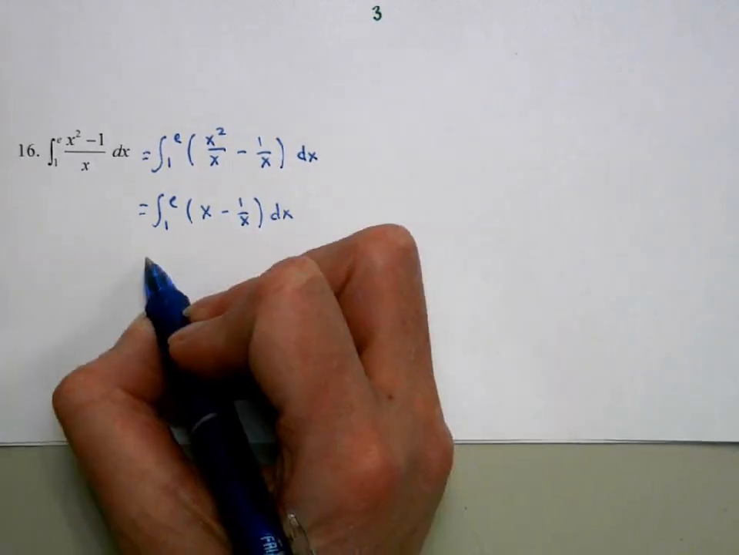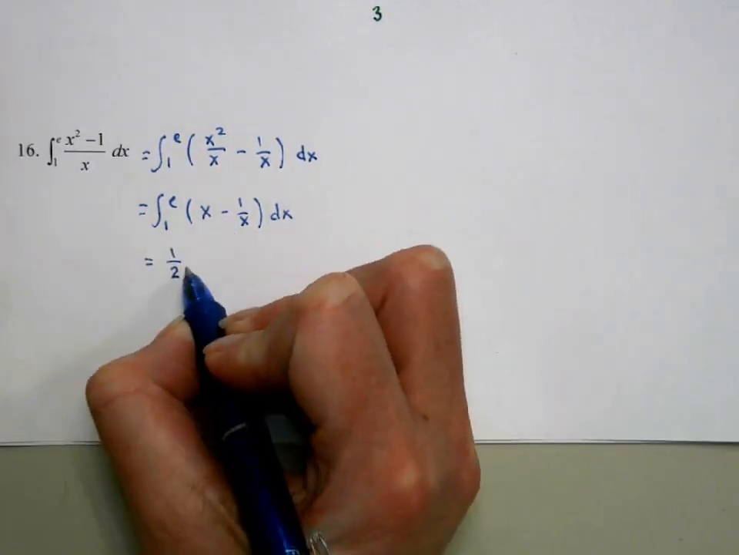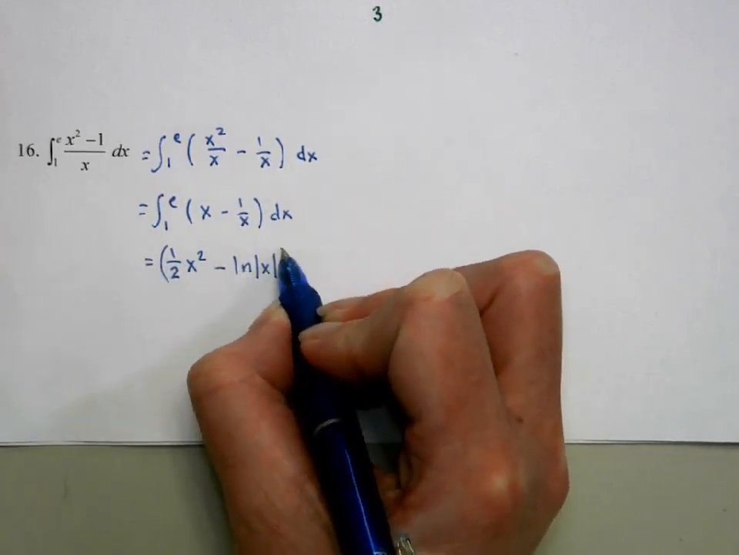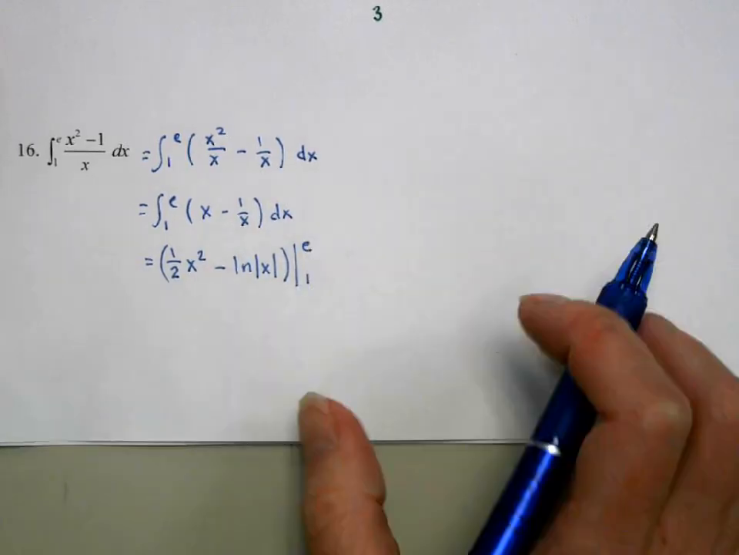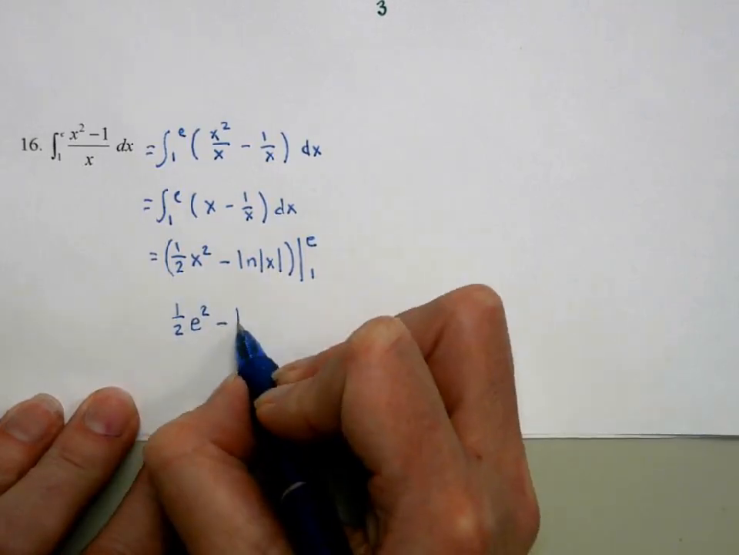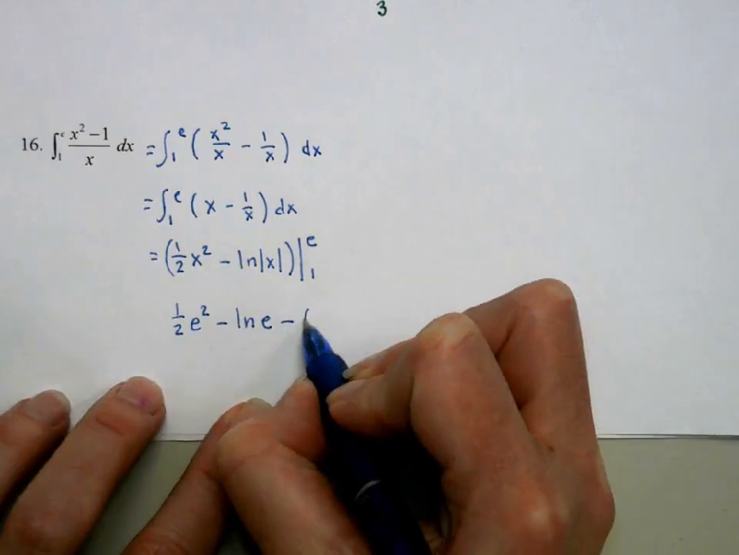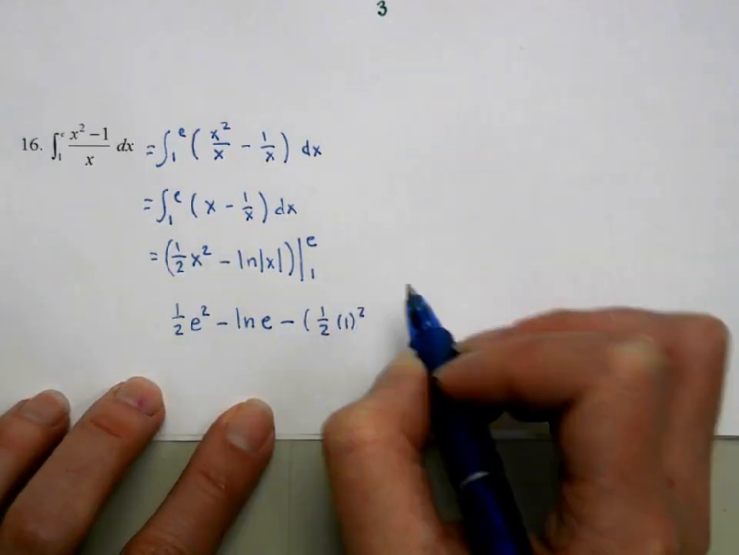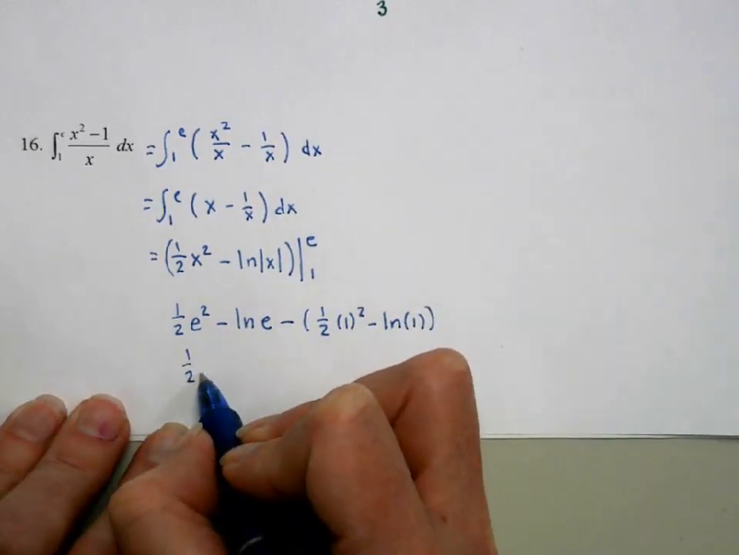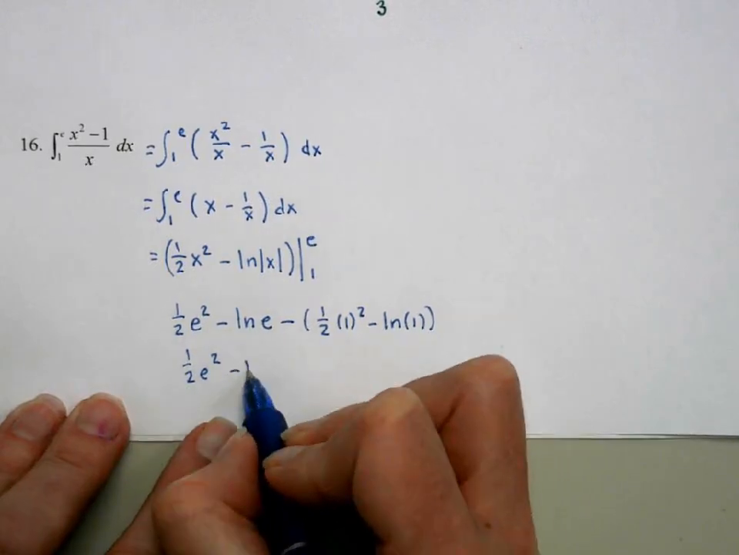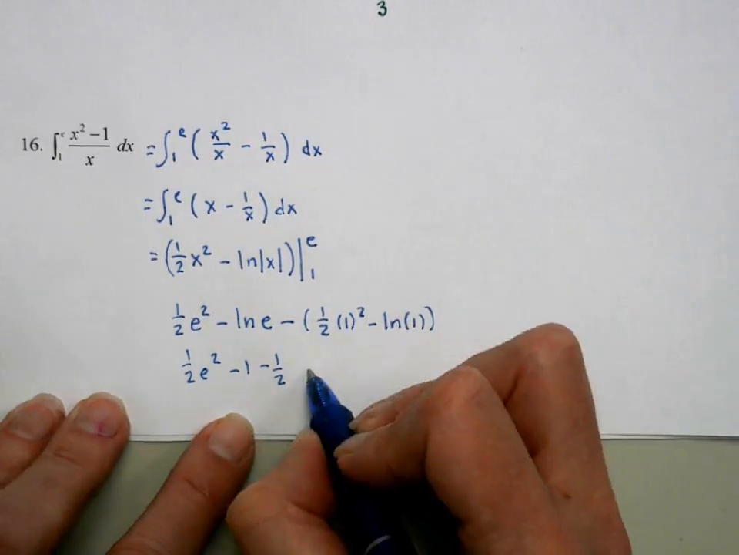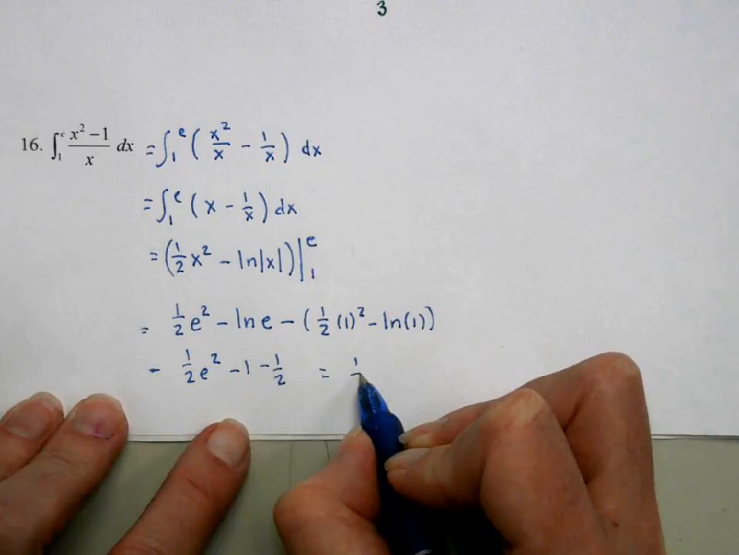Integral of x is 1/2 x squared. Another natural log. Hopefully we're starting to recognize those. This one's a definite integral. So we're going to have 1/2 e squared minus natural log of e minus 1/2 1 squared minus the natural log of 1. Natural log of e is 1 minus 1/2. Natural log of 1 is 0. So this just ends up being 1/2 e squared minus 3 halves.